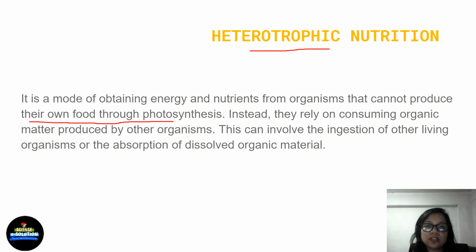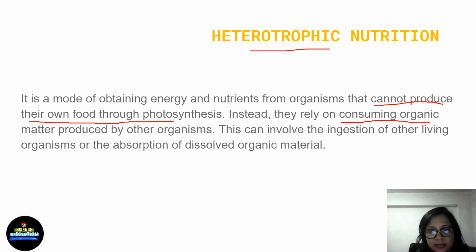The major difference between autotrophic and heterotrophic nutrition is that in autotrophic nutrition they produce their own food. In heterotrophic nutrition they cannot produce their own food. The process of photosynthesis is there in autotrophs and it is lacking in heterotrophs. So how do they obtain their nutrition? They rely on consuming organic matter produced by other organisms.